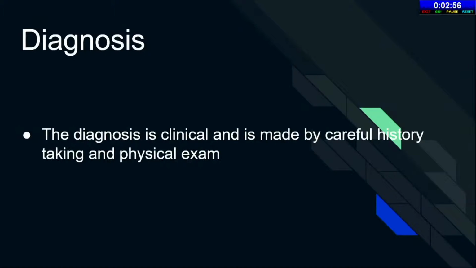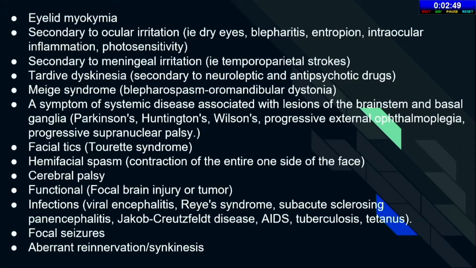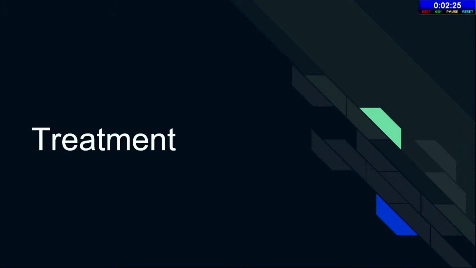Coming to diagnosis, the diagnosis is clinical and is made by careful history taking and physical examination. Coming to differential diagnosis, there are various differential diagnoses, listing out eyelid myokymia, secondary blepharospasm due to ocular irritation such as dry eyes, blepharitis, entropion, intraocular inflammation, photosensitivity, Meige syndrome, as a symptom of systemic diseases associated with lesions of brainstem and basal ganglia, facial tics, hemifacial spasm, cerebral palsy, functional focal seizures, etc.